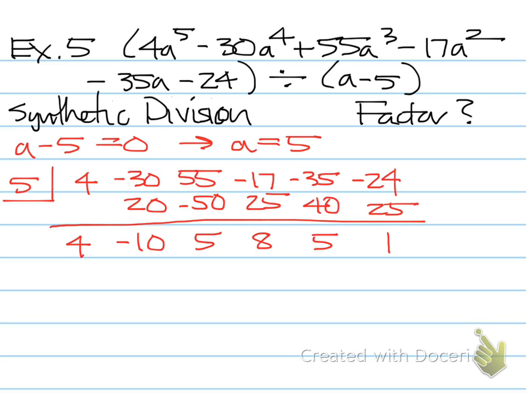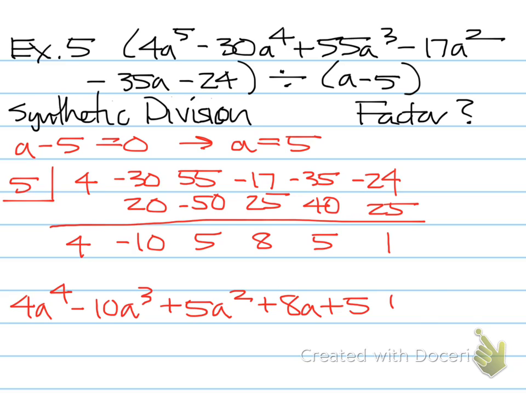That's our remainder. All right, so now we just need to add the variables onto each one of those coefficients. Again, that first term, the 4, is going to have a variable of a to the 4th power, 1 degree less than the dividend. So a to the 4th minus 10a cubed plus 5a squared plus 8a plus 5. And since the remainder is positive, plus 1 over the divisor, which is a minus 5. And again, this is not a factor of that polynomial because we got a remainder. Anytime you get a remainder, it's not a factor.